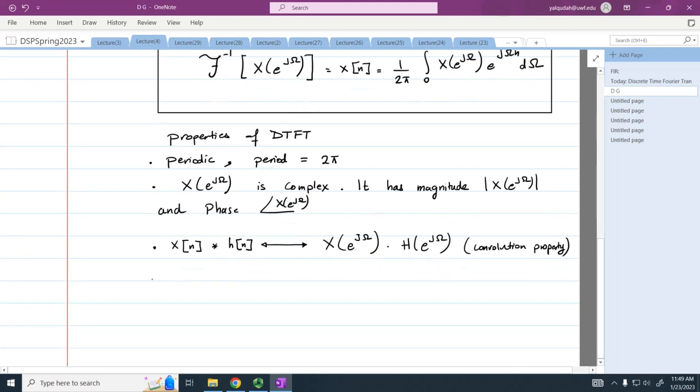If I take a signal x of n and delay it by n sub d samples, its discrete time Fourier transform is e to the negative j omega n sub d multiplied by X of e to the j omega. This is the time shift property. If I shift the signal in the time domain, what is the impact of that shift? A phase in the frequency domain.